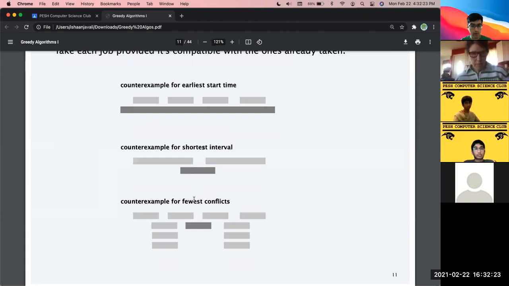And here's another counterexample for fewest conflicts, because instead we could have chosen these four intervals, which are all compatible with each other. There's no overlap. But if we were to choose the one with the fewest conflicts, that would give us just this.